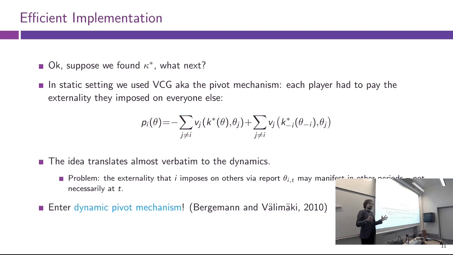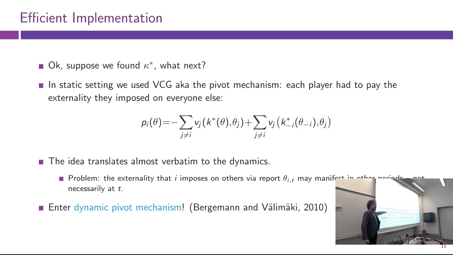The big idea in the dynamic setting will be pretty much the same. So we will try to work with the same externality. We will want to pay to every agent the same externality that they impose on everybody else. But again, the details will be more painful. So the exact details of the implementation are difficult. And the main problem is once again in these linkages, broadly speaking.